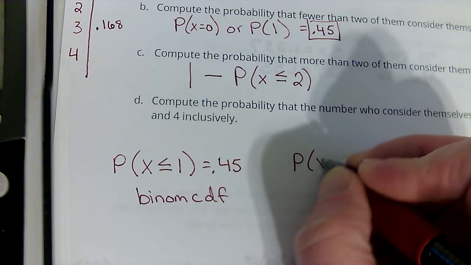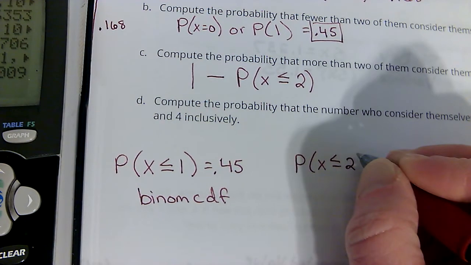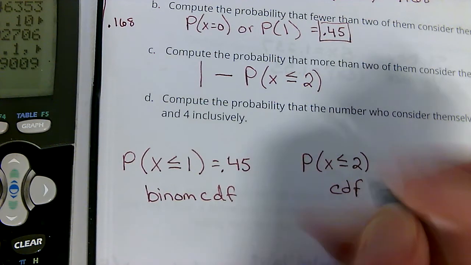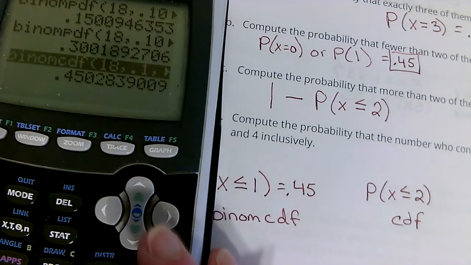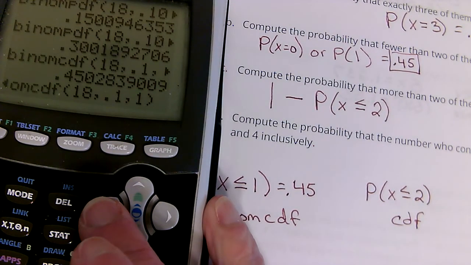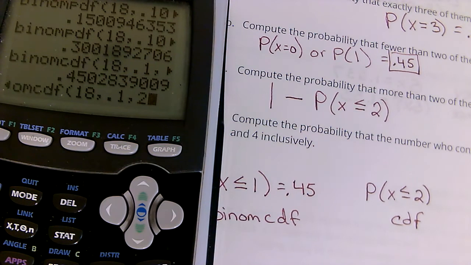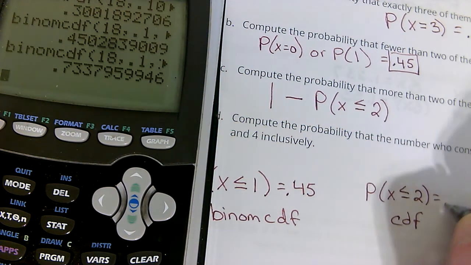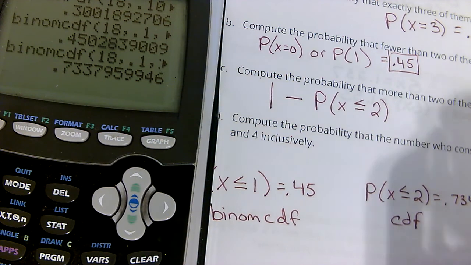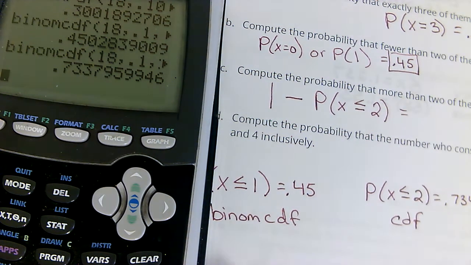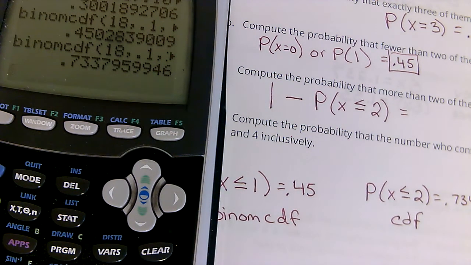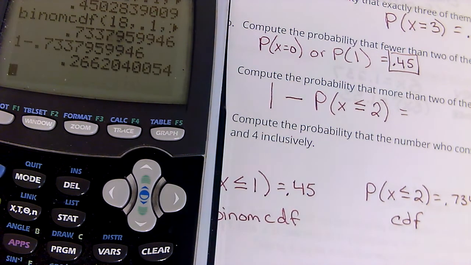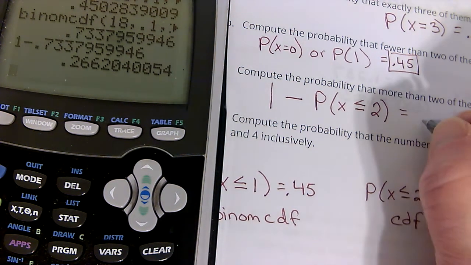Well, what's the probability of x being less than or equal to 2? Well, that would be the CDF. So I could just go up here and change, instead of 1 as my boundary, change that to a 2. So that is 0.734. And I'm going to do 1 minus that. You can technically do 1 minus, and just highlight it. 0.266.